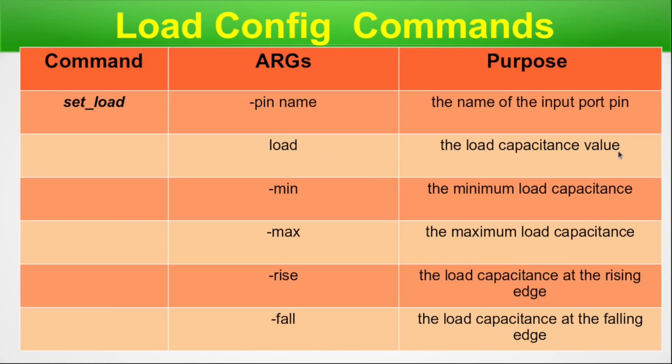Load, it is the load capacitance value, and min is the minimum load capacitance. Max is the maximum load capacitance. Rise is the load capacitance at the rising edge, and fall is the load capacitance at the falling edge. So these are very straightforward in meaning. And one thing, folks: in timing analysis, when we are dealing with load, by load we always mean the capacitance. We do not mean anything else. So keep this pinned in your mind. We're done with this particular slide. So let's move on.